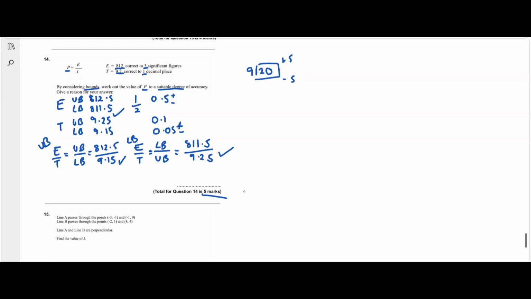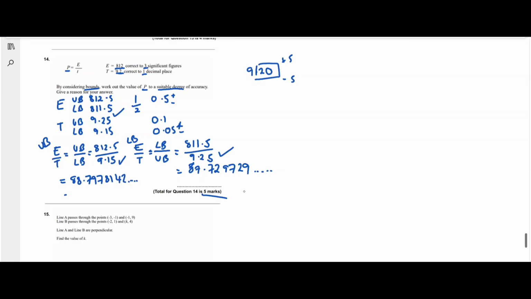So the upper bound, if I work that out, now what you want to do here is don't write out quite a lot of numbers after the decimal. So the upper bound is 88 point 7978142. You don't need to write the whole number, but I would write definitely quite a few decimal places. So I'm now going to do the same with the lower bound and work out what that gives me. So I've got to do 811.5 divided by 9.25, and that gives me the lower bound here, which is equal to 87.729729, etc.